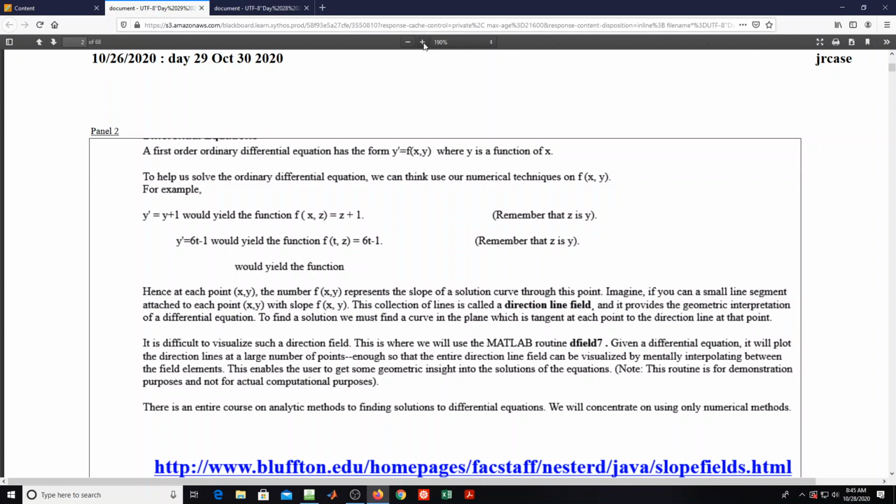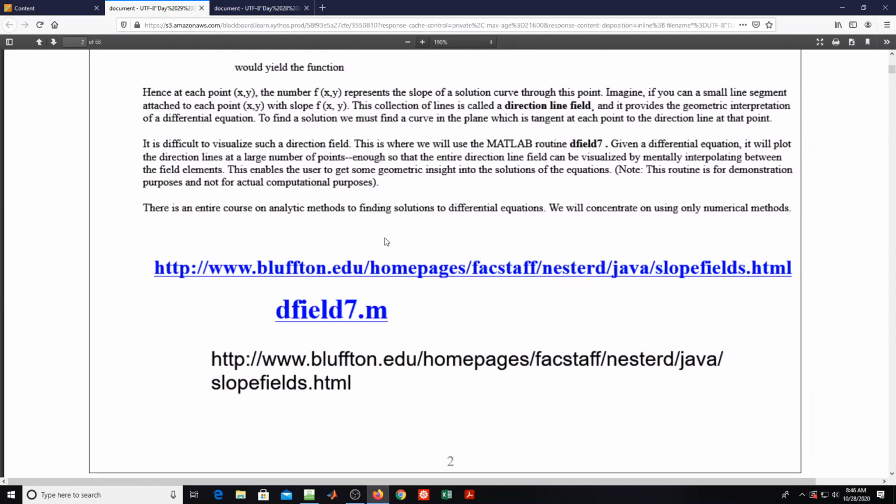At each point of x, z or x, y, this part right here represents the slope at that particular point. And what we do then is look at slope fields. We already looked at slope fields when you were looking at your owls and hawks. We're only going to focus on numerical methods here.